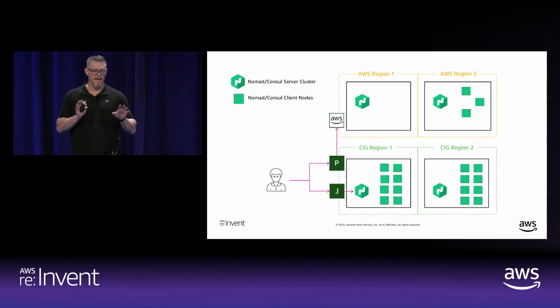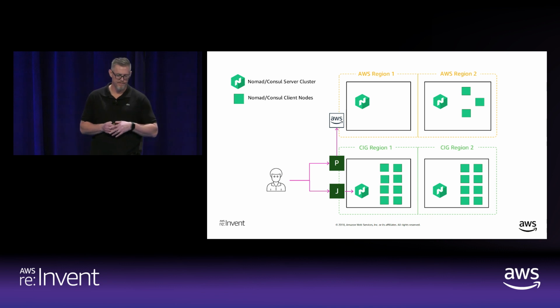So this is a high-level system diagram of the Orc system. As you can see, it's multi-region. There are 2 regions on-prem at the bottom of the diagram, 2 regions in the cloud at the top of the diagram. Inside each region, you'll see a little green cube with an N in it. That represents a Nomad and Consul server cluster. We use Nomad for job scheduling, and we use Consul for health checks, load balancing, and service discovery.